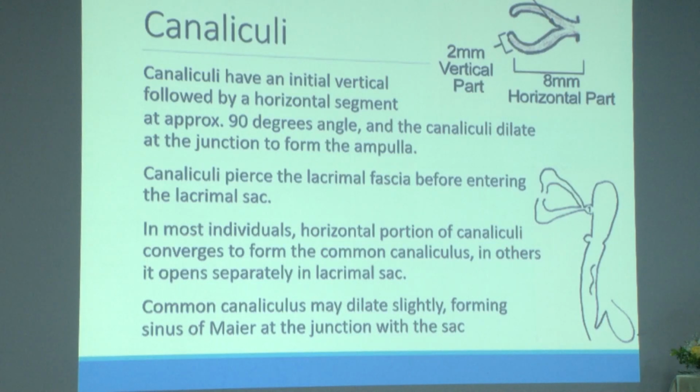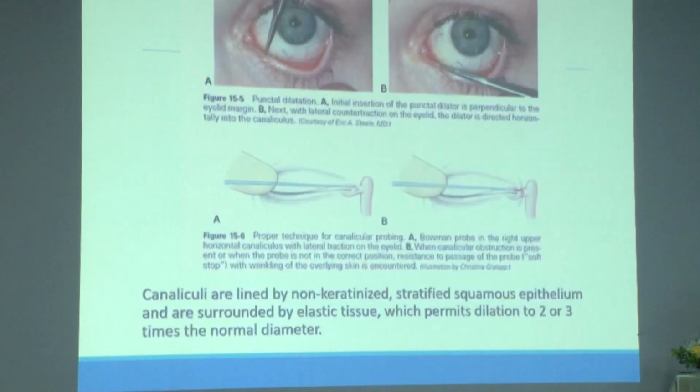drainage of the tear. In most individuals, the horizontal portions of the canaliculi converge to form the common canaliculus. In about 10% of others, they may open separately. The common canaliculus may dilate slightly, forming the sinus of Maier at the junction with the sac.